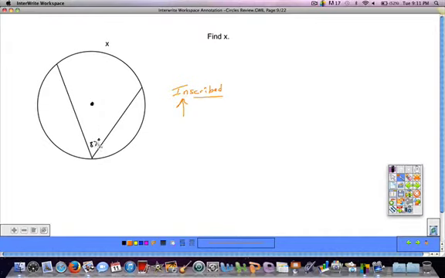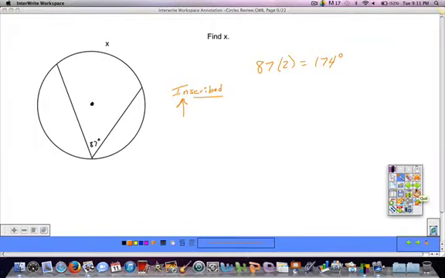Anywho, if this is the case, then these two are not equal. This angle right here is half of that. So in order to get x out here, we just have to do 87 times 2. Which means that x must be 174 degrees. We like these problems. We want a bunch of these on the test. Sorry, not going to happen. There will be a few, though. So, should be a few easy ones for you.